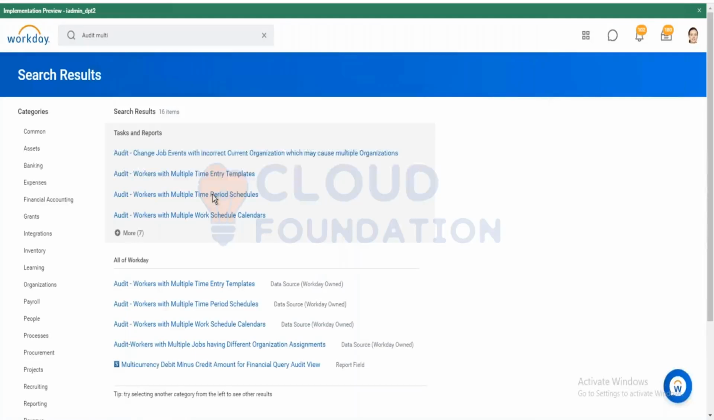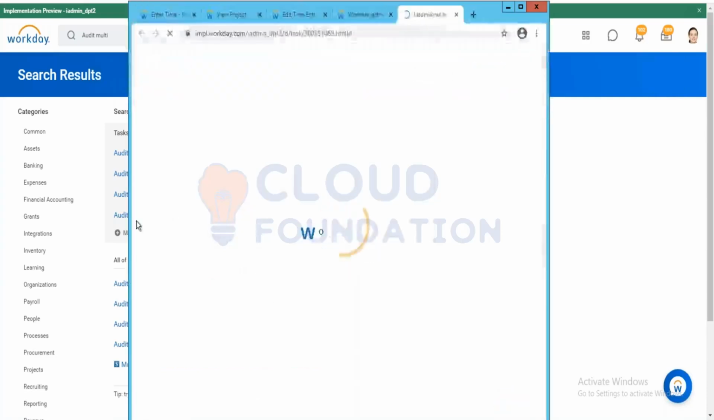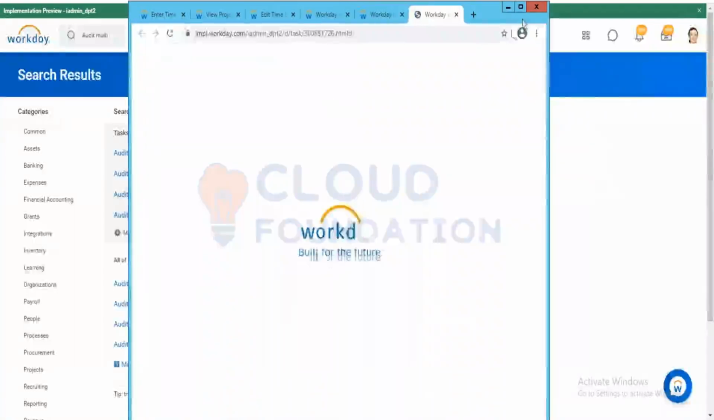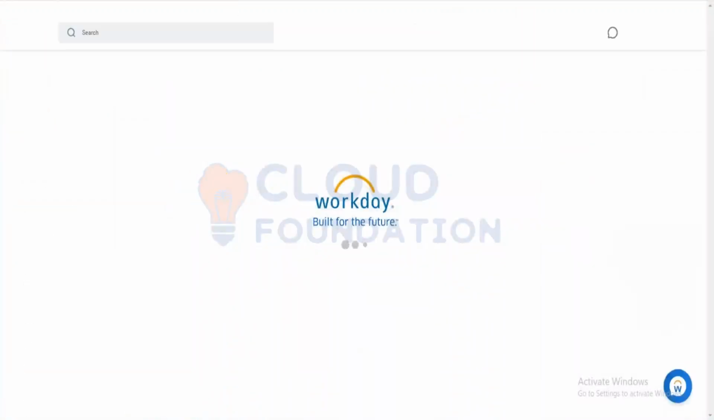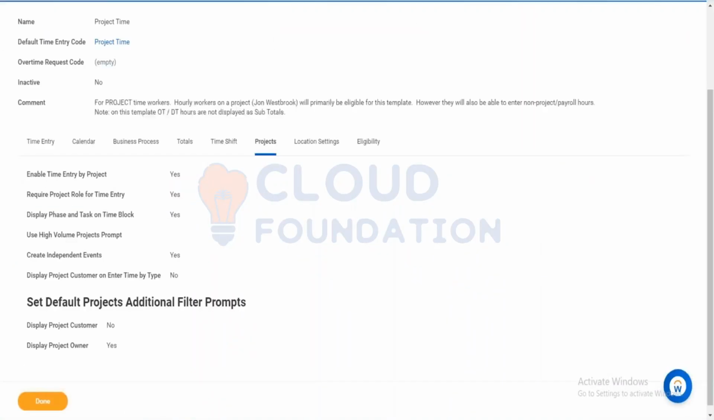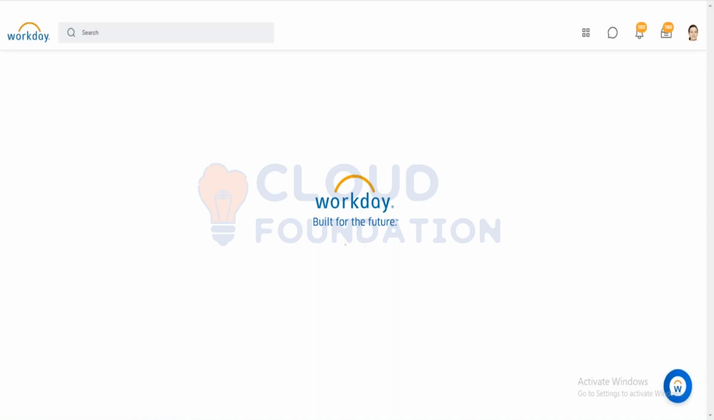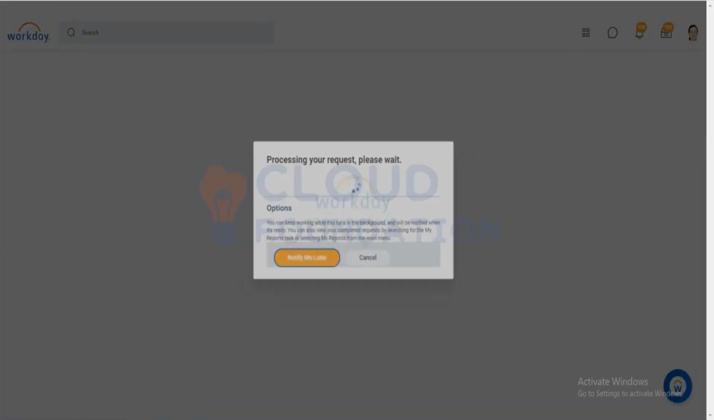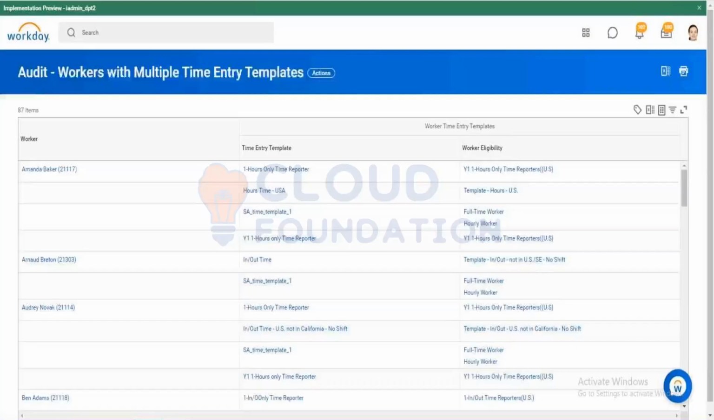We will open it in 3 different tabs. These are the standard ones. This report should be empty. This report should be empty, else your time tracking is disturbed.